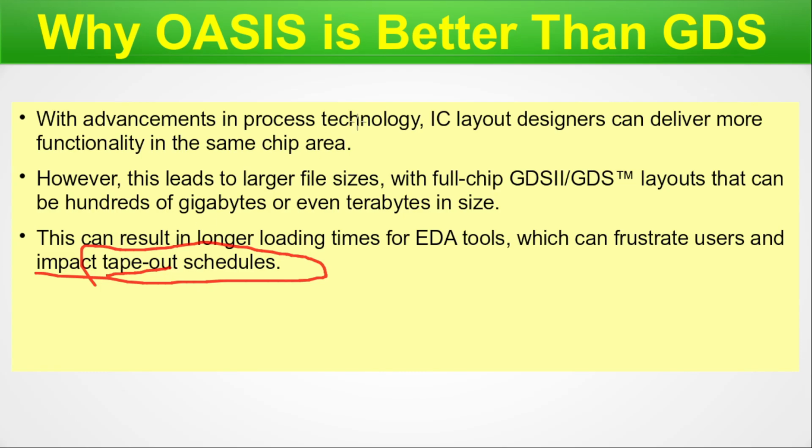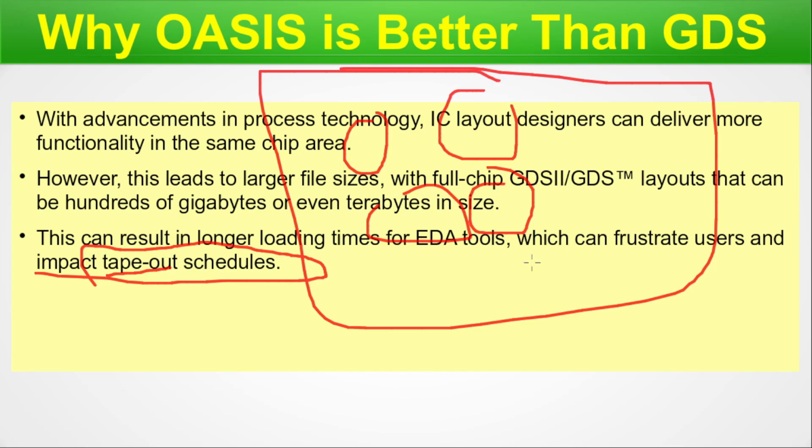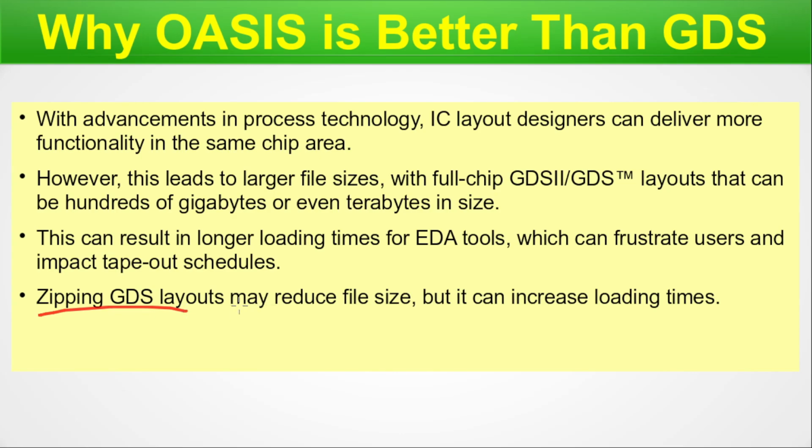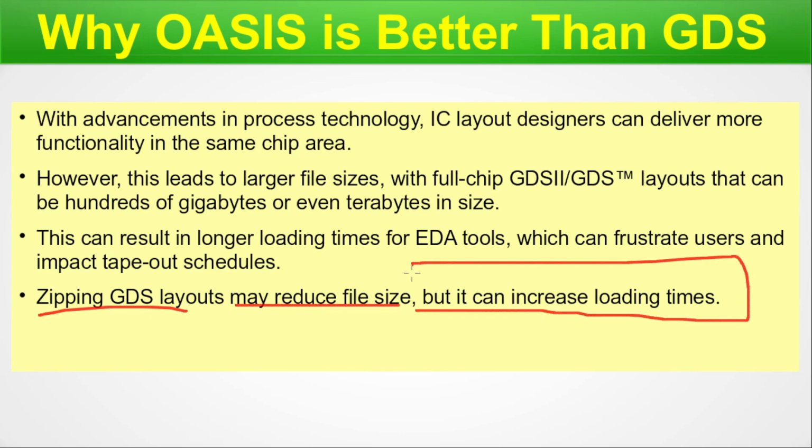So the layout will grow from a smaller unit, and when you assemble all the smaller units, you get a bigger area, right? So that bigger area is going for the tape out, and that will take much more loading time. And that's why just at the 11th hour of the tape out, you will get frustrated because of the loading time of such big layouts. Zipping GDS layouts may reduce the file size, but it can increase the loading time. So this is the challenge.